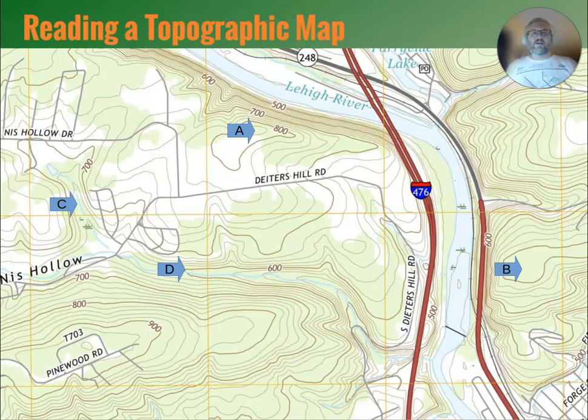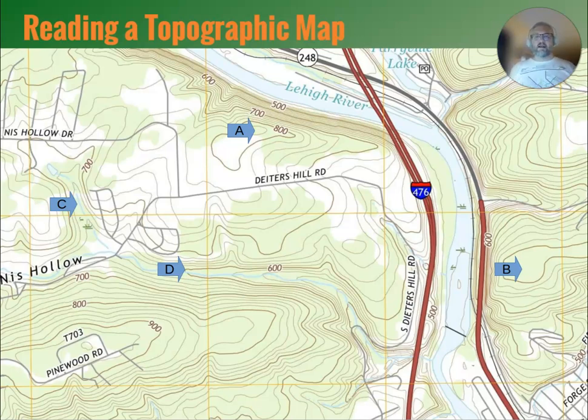So then you might want to be finding out the exact elevation of a particular spot on the map. So say we're interested in the height of the top of that hill at A. So the first thing we want to do is find the nearest contour line that's actually labeled.